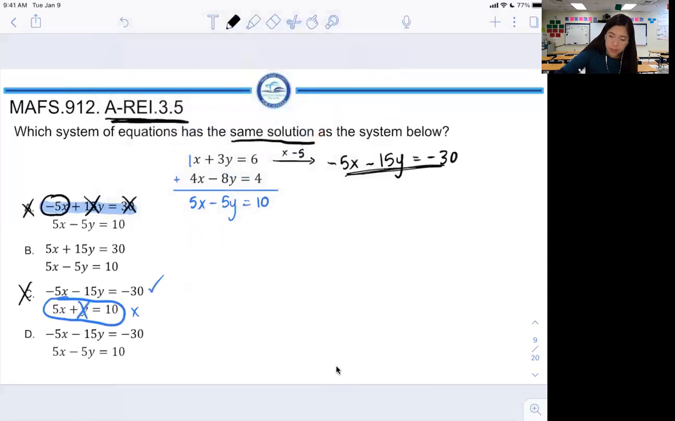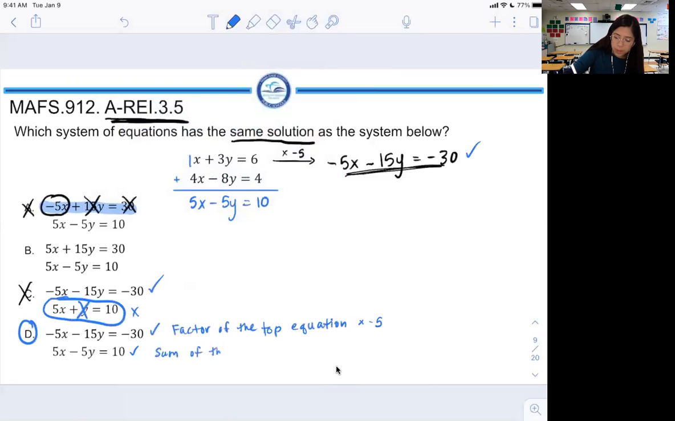But hey, look, I noticed that in D, what happens? D matches entirely. The top one matches with the one that we got before by multiplying by negative 5, and the bottom one matches with what we got from adding. So D is correct. The top equation was a factor of the top equation times negative 5, and then the bottom one was the sum of the two original equations.